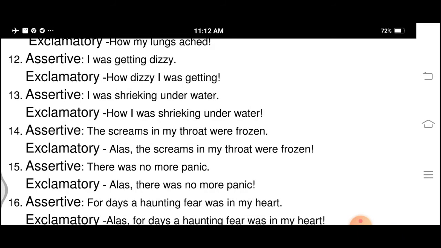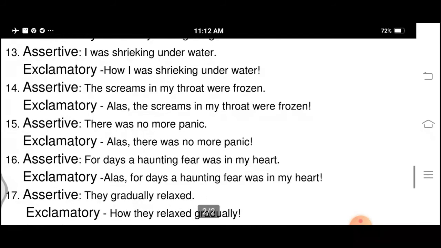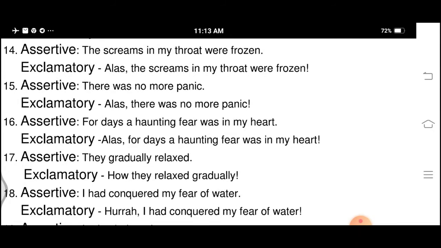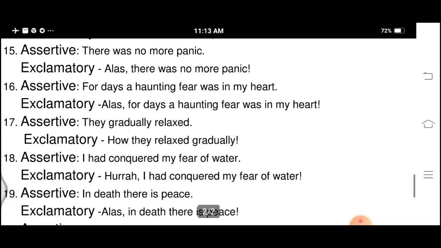I was shrieking underwater. How I was shrieking underwater. The screams in my throat were frozen. Alas, once again grief: the screams in my throat were frozen. There was no more panic. Alas, there was no more panic. Actually, you will get that particular sense after carefully reading the assertive sentence. For days, a haunting fear was in my heart. Once again, grief. Alas, for days, a haunting fear was in my heart! Exclamation mark.